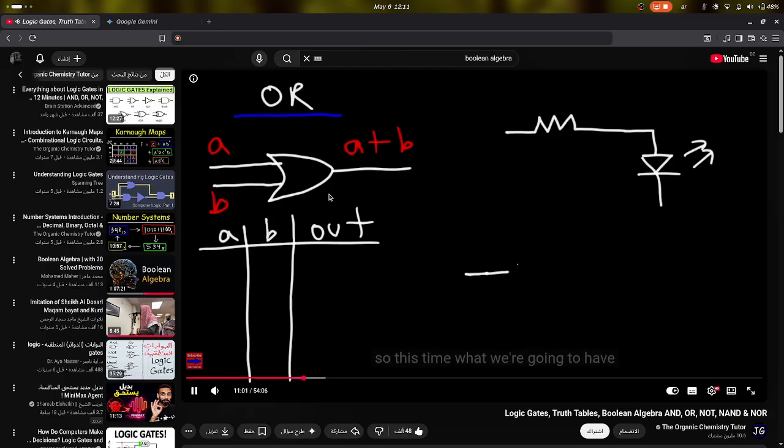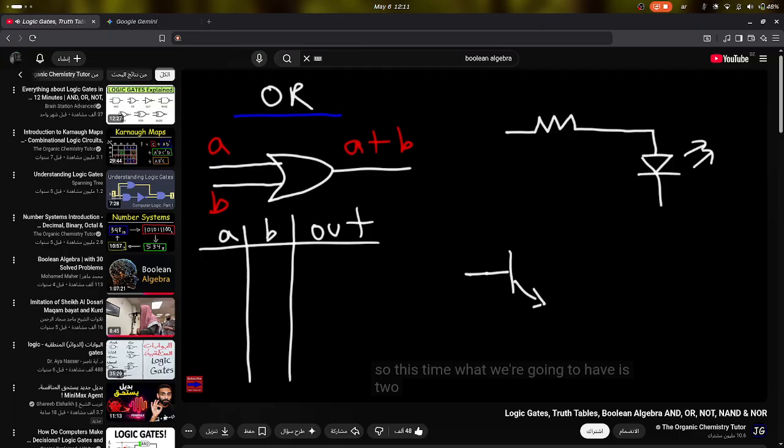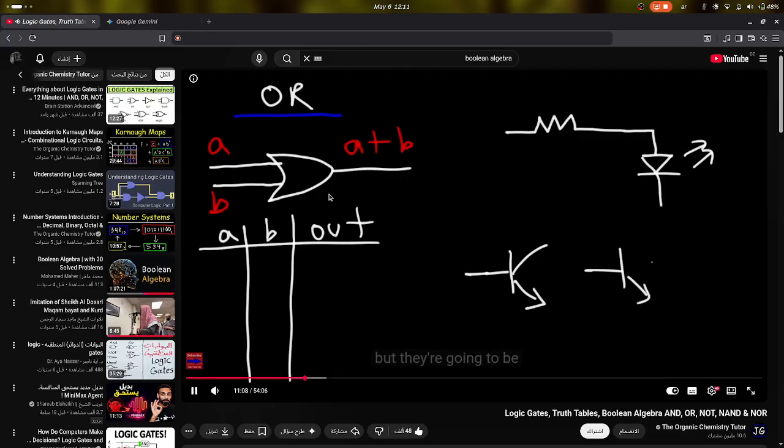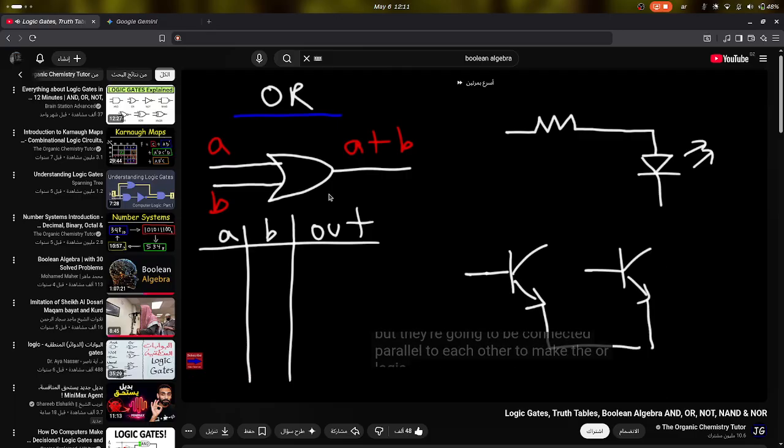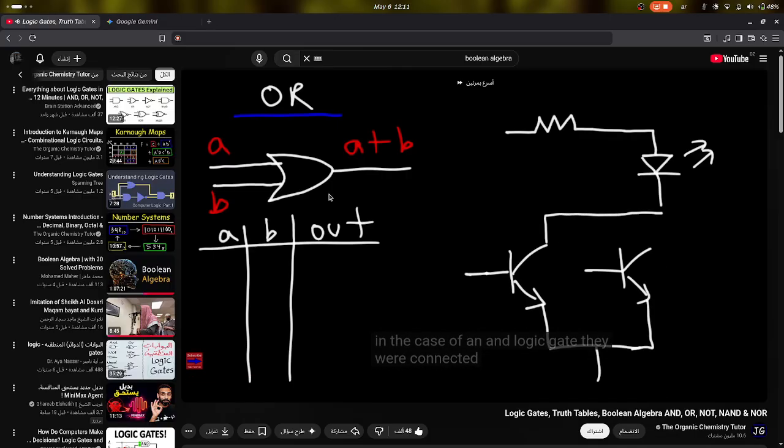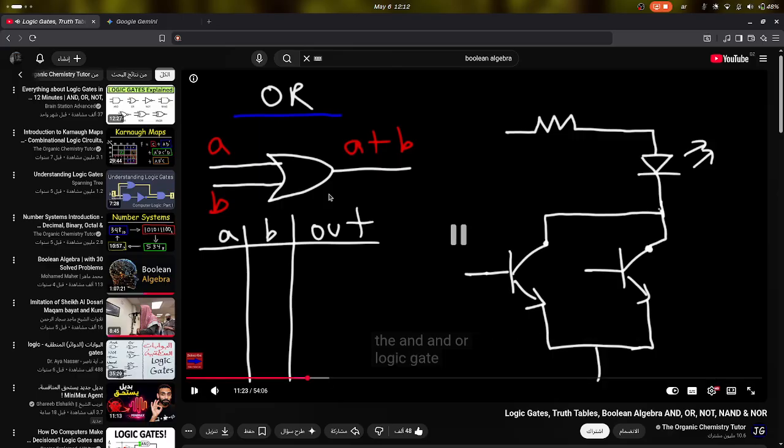So this time what we're going to have is 2 NPN transistors. But they're going to be connected parallel to each other to make the OR logic gate. In the case of an AND logic gate, they were connected in series with each other. And so that's the key difference between the AND and OR logic gate.